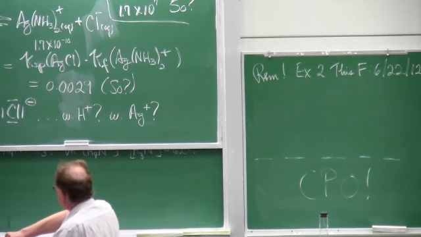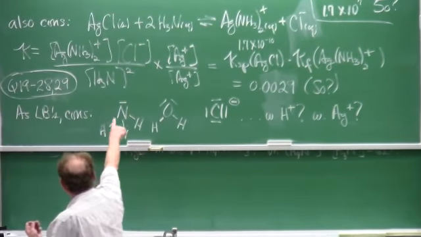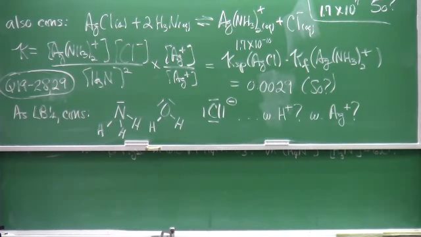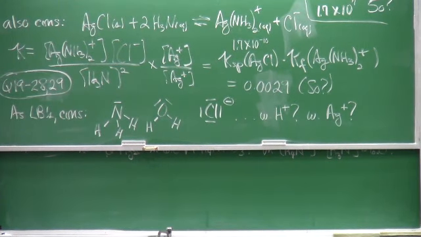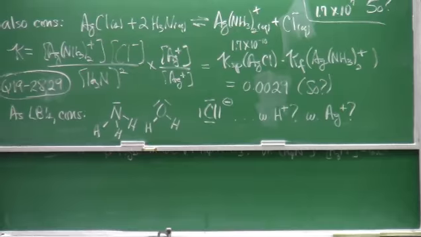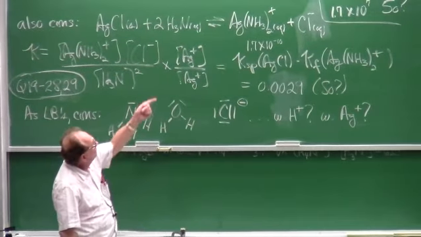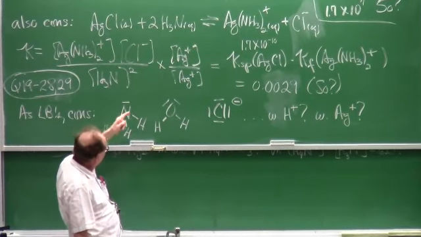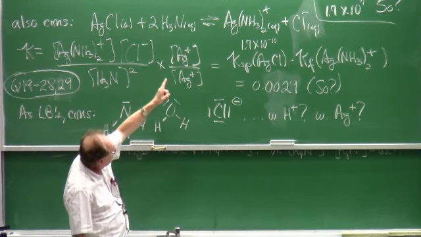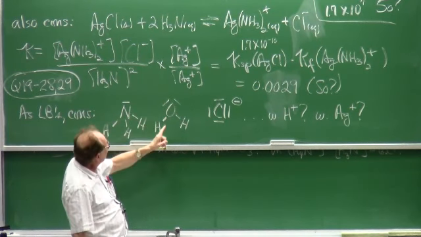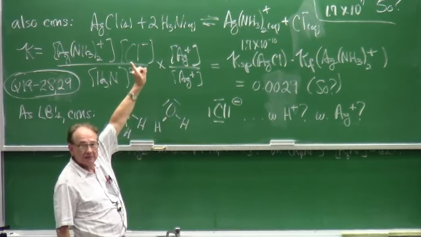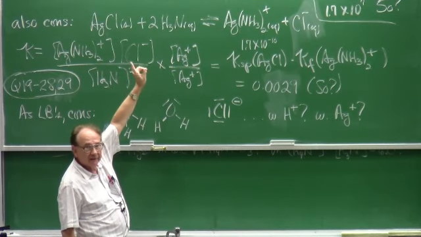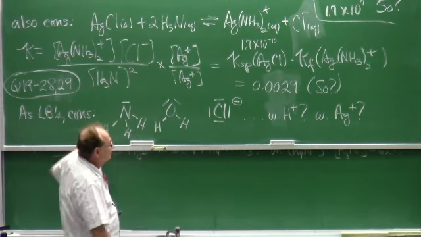Now then, the chemistry we're looking at involves the interaction of silver ion with ammonia to make the silver ammonia complex ion, and silver ion with chloride ion to make silver chloride, as well as water, because water is the main ingredient of any of these systems.